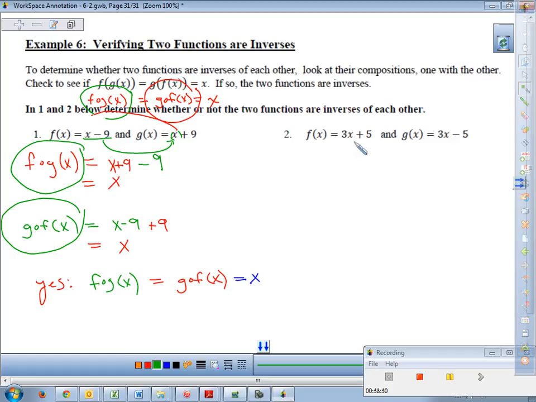Okay? Let's try the next one. They want to know if they're inverses. Order, I just do the same thing every time. I always start with fog, if you will. F of g of x. Please don't call that fog. F of g of x.